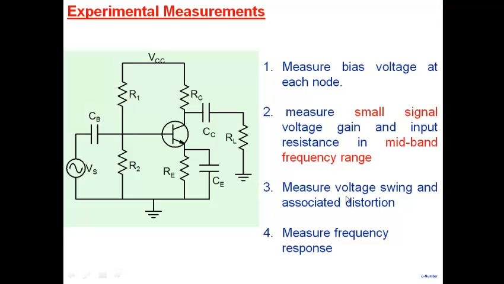Although this is not required, it's not a part of the specs, I would like you to measure the frequency response also. What is the lower cutoff frequency and what is the upper cutoff frequency of this particular amplifier? So come to the lab prepared with your values, R1, R2, RC, RE, for the nominal design, put it on the breadboard, and measure these things. Right? So that's the first part.